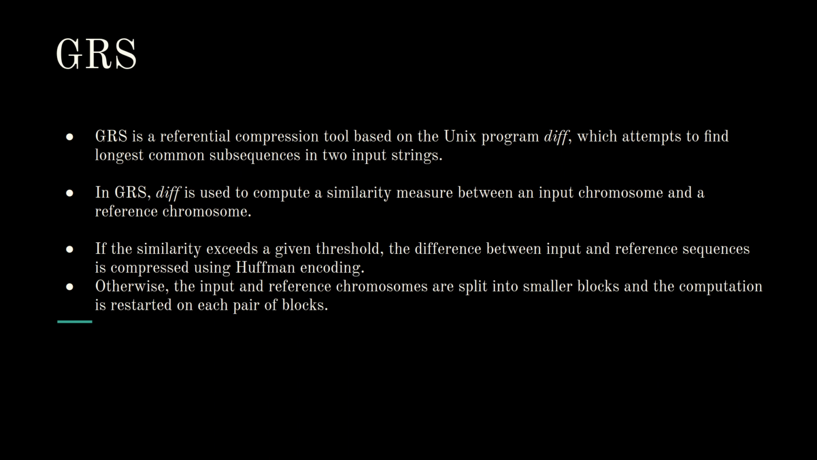So, in the given tool GRS, diff is used to compute the similarity measure between the input chromosome and a reference chromosome. If the similarity is more than a given threshold, the difference between input and the reference is compressed using Huffman encoding. And if it does not exceed the threshold, it is split into smaller blocks and the computation is restarted for each pair of blocks that are generated. So this is achieved in a recursive fashion.